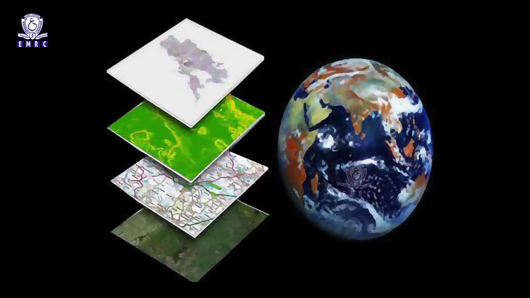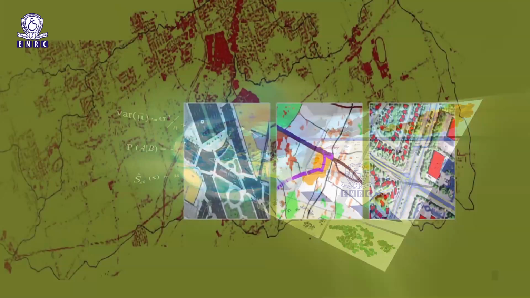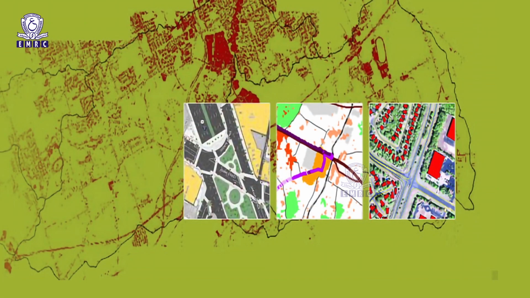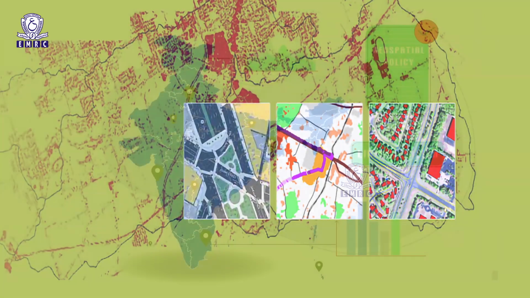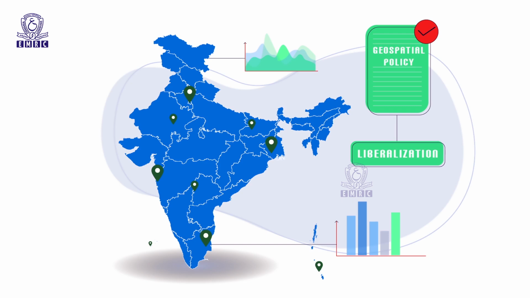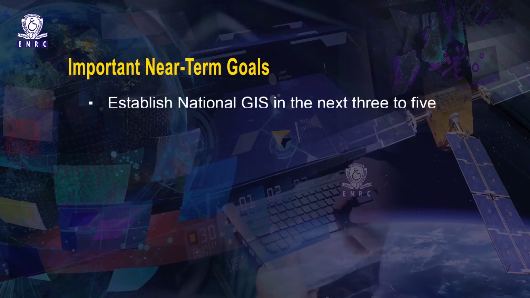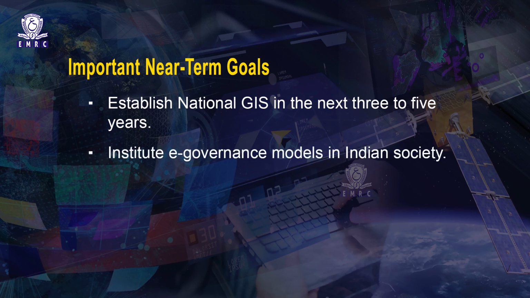Based on these factors, the case has been built for a comprehensive, overarching and visionary policy. The report has also drafted the tool of National GI Policy that aims for an advanced and impacting national capability in the GI that empowers citizens and governance, and also for positioning India as a global leader in the GI. Towards this aim, it identified 2 important near-term goals. First, to establish national GIS in the next 3 to 5 years. Second, institute e-governance models in the Indian society.